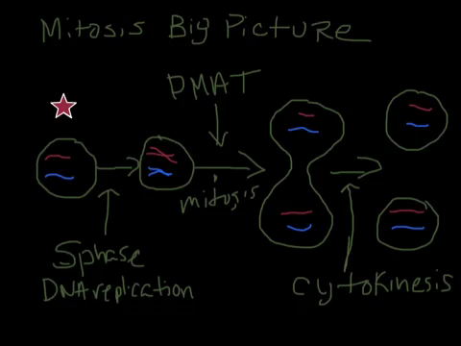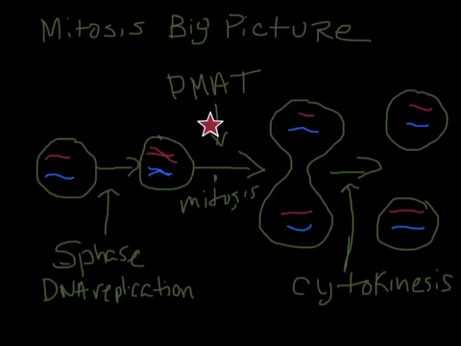So we're starting out with a cell. In this case, it's got a red chromosome and a blue, and then it goes through the S phase. It goes through DNA replication, so we end up doubled. Then we're going to go through mitosis. We're going to go through prophase, metaphase, anaphase, and telophase.